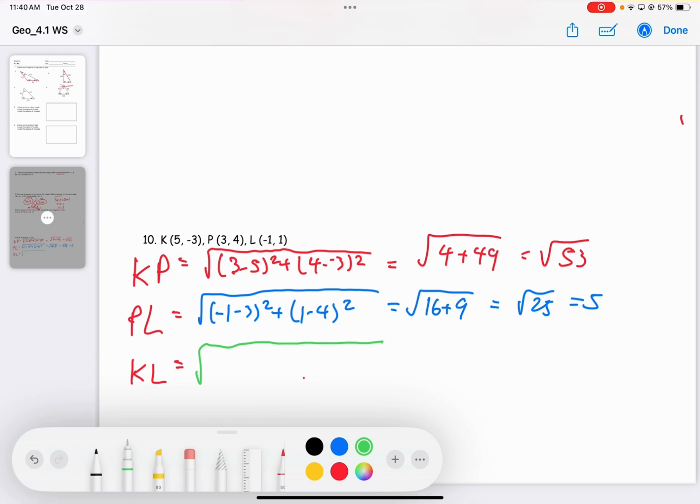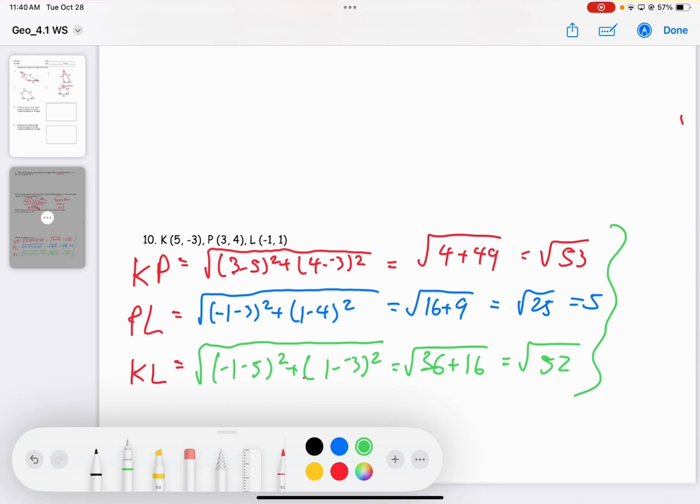All right. Well, I know it's not going to be equilateral because two of the side lengths are different. Okay, so then K and L. So I want to do -1 minus 5 squared plus 1 minus -3 squared. -1 minus 5 is -6. -6 squared is 36. Plus 1 minus -3 is 4. 4 squared is 16. So 36 plus 16 is going to give me 52. So I get square root of 52.